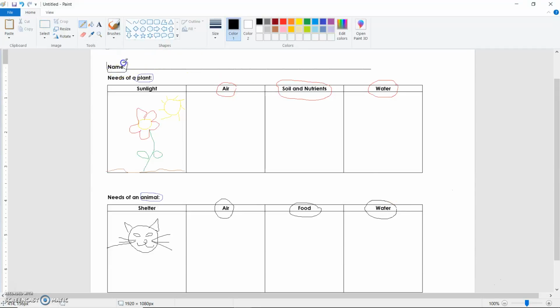Of course, after you have written your name and you've done all your work, we are going to present your plants. We are going to present how you're going to make sure that the plant that you picked is going to grow and how the animal that you picked is going to survive. Okay? If you have any questions, you can watch this video as many times as you want.